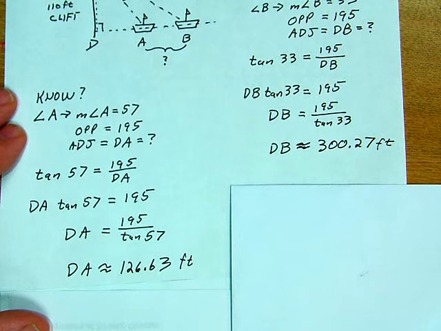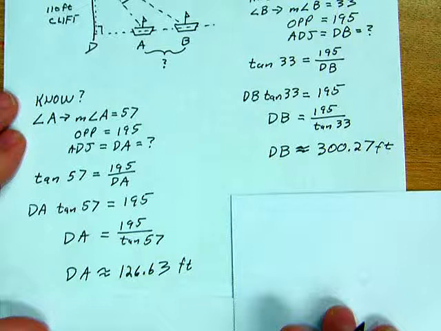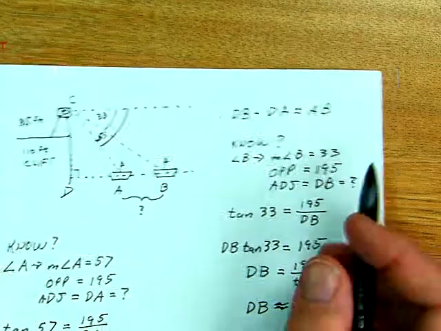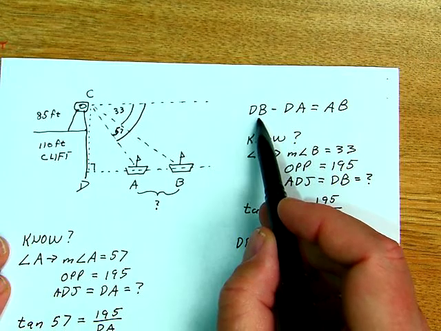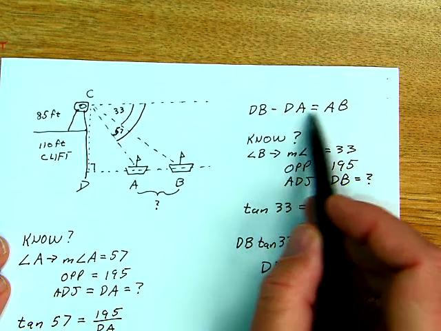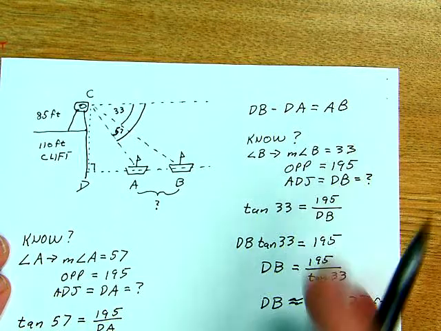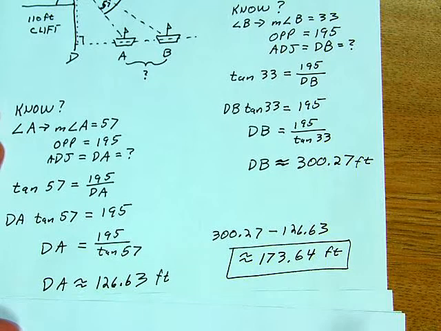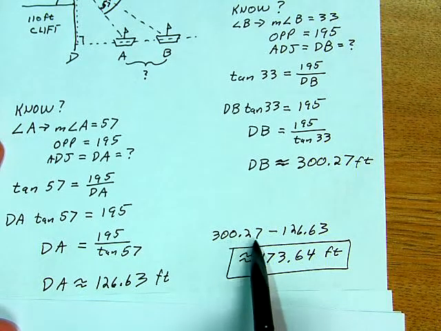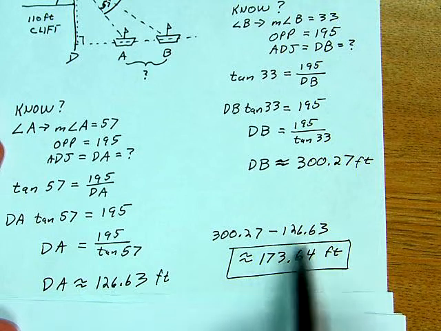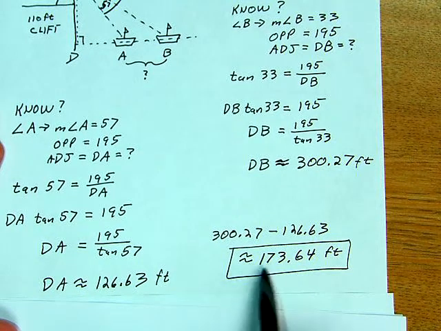Okay, now go back to the top of our equation, how we said we were going to solve this. I know DB, I know DA, so now I can calculate how far apart the boats are, and that's done right here. DB was 300.27 minus 126.63, and the boats are approximately 173.64 feet apart.